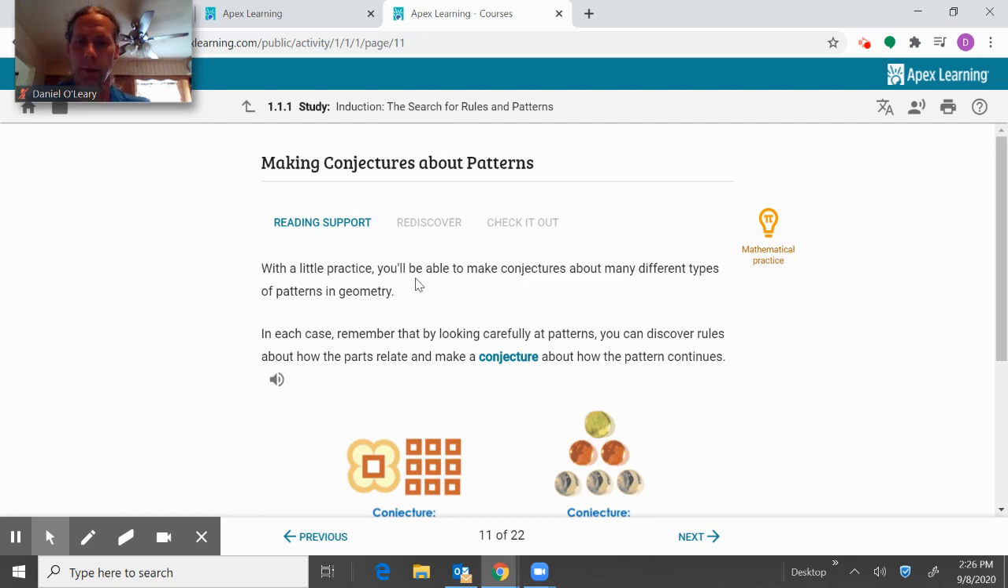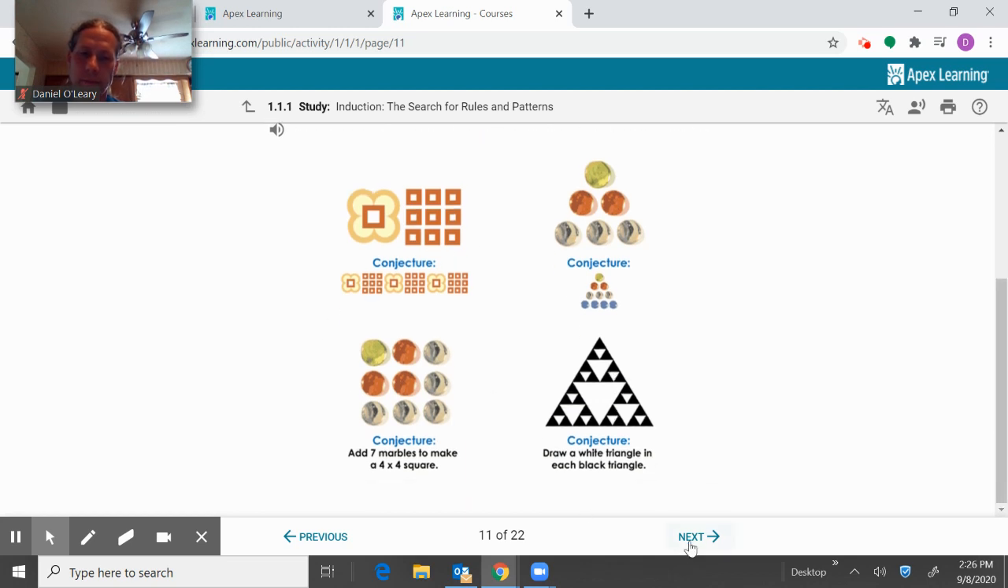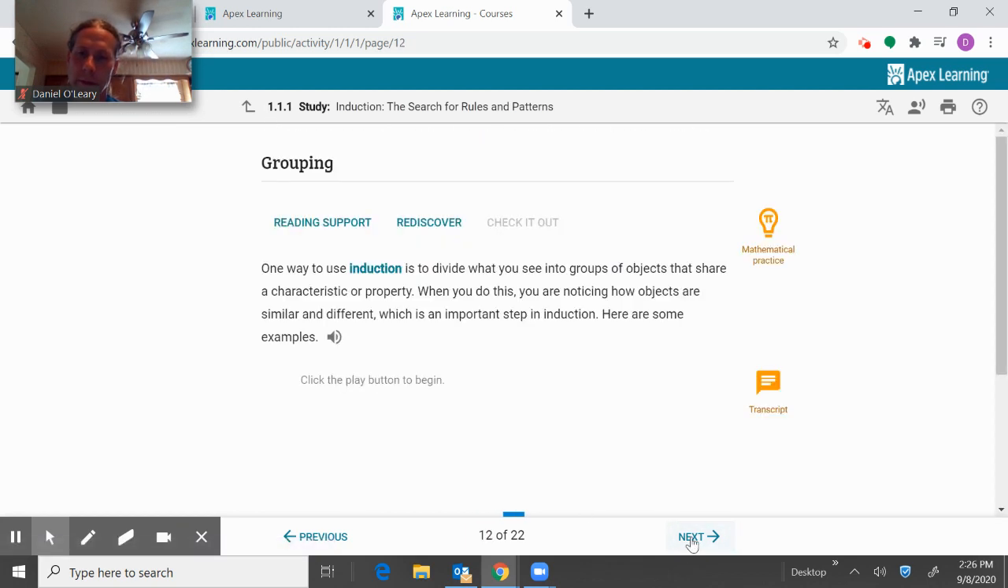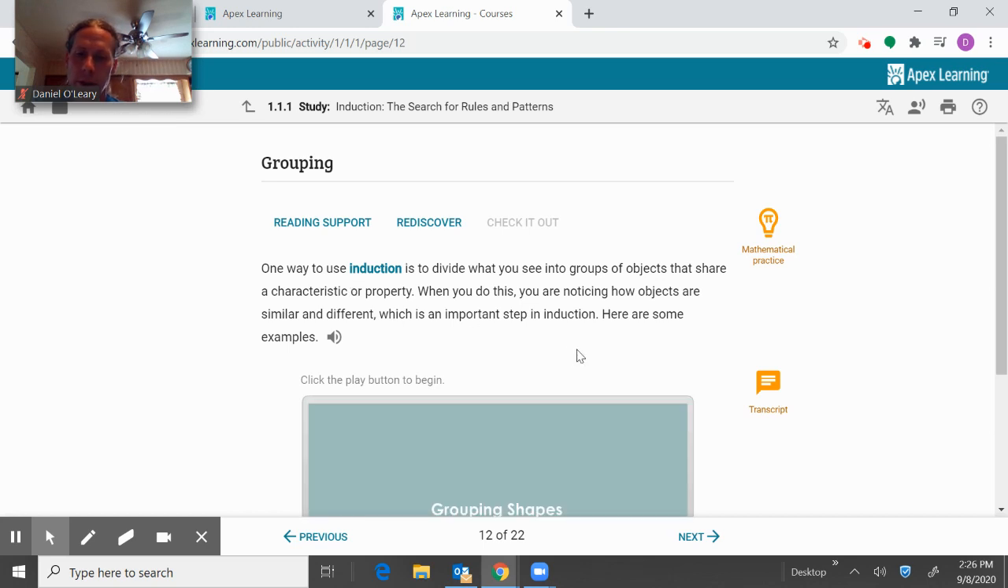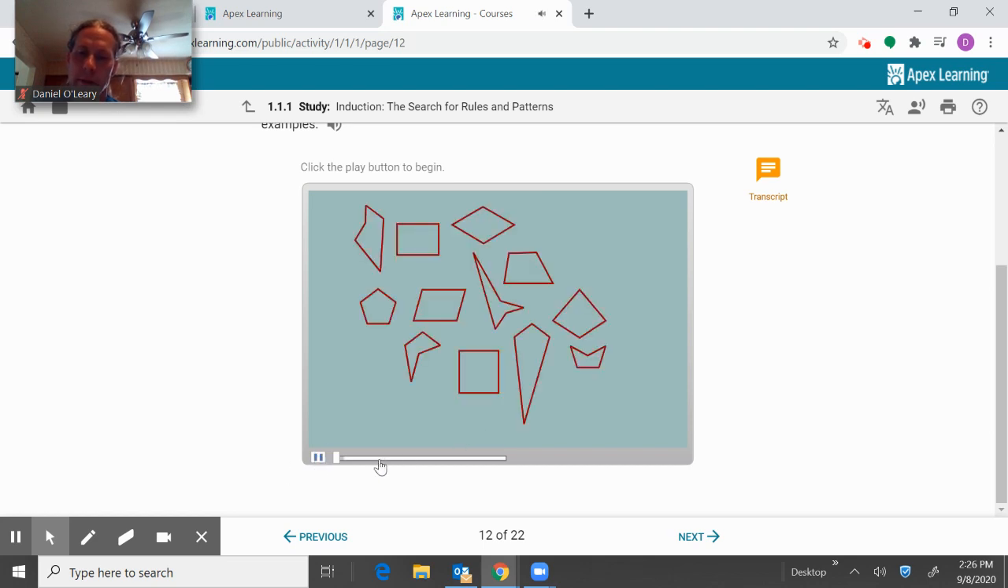With a little practice, you'll be able to make conjectures about many different types of patterns. Conjectures shows you the different types, and about ways to use induction, click the play button below to begin. When you see a group of geometric objects, it is useful to figure out how they relate, or how their parts relate, and to state those relationships as clearly as possible. You could click and watch that video that they need you to watch to complete the screen, and then the next one.